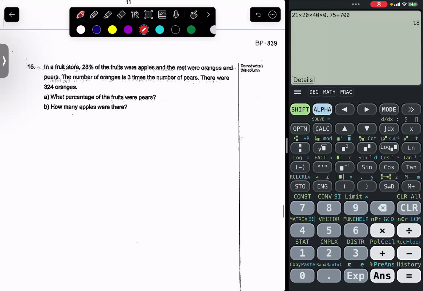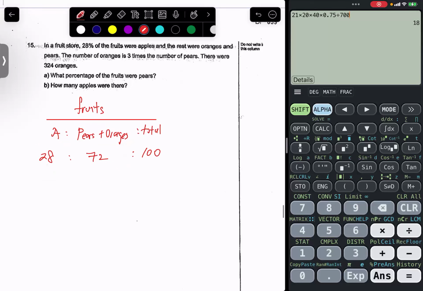Okay, so this one, we can use ratio to group them up. So fruits, right? We have apple, pear, and oranges is the total. If 28% were apple, the rest must be 72%. Okay, to give us a total of 100%. Now, orange is 3 times pear. So orange is to pear is 3:1.